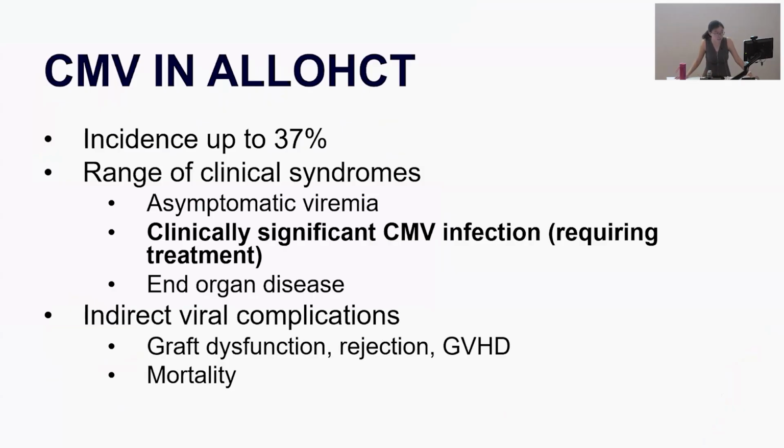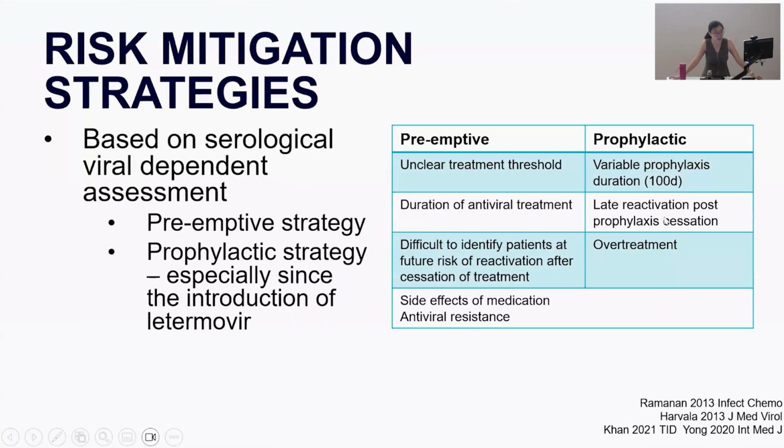So let's start with some universal truths. CMV, particularly focusing in allotransplant, is both bad and common. In the literature, the incidence is up to perhaps 37%. And I'm sure to this audience, it comes as no surprise that it has a range of clinical syndromes associated with it, all the way from asymptomatic viremia to clinically significant CMV infection, which the international consensus guidelines define as CMV requiring treatment, all the way to organ disease, which fortunately I think we see a bit less of now. And not only those direct complications, CMV is also associated with a bunch of different indirect viral complications, including things like graft dysfunction, rejection, GVHD, as well as increased non-relapse mortality. So CMV, bad and common.